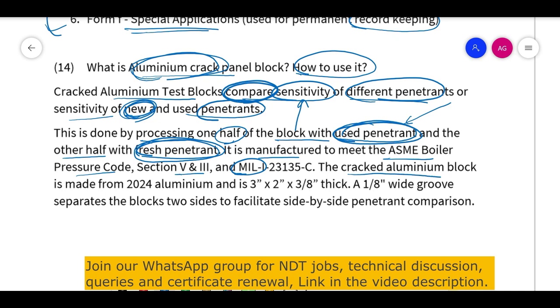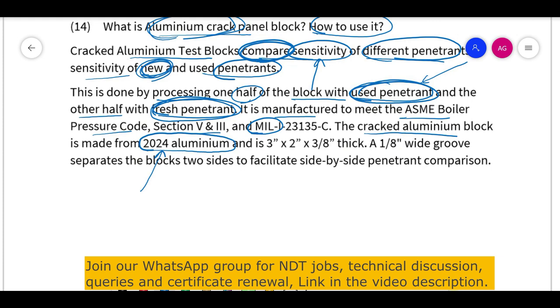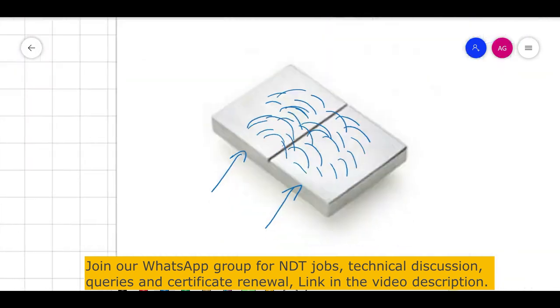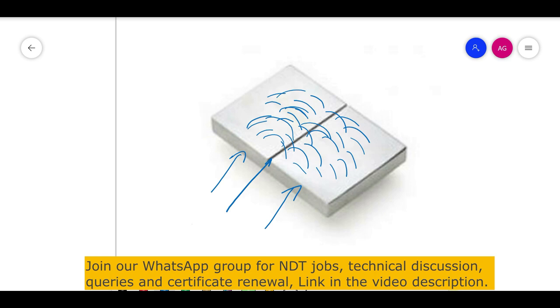Crack aluminum block is made from 2024 aluminum. So the aluminum material used is 2024 aluminum. And its dimension is 3 by 2 inch and thickness is 3/8 inch. 1/8 inch wide grooves separate the blocks from side to side to facilitate side-by-side penetrant comparison. So the groove made in the middle is a 1/8 inch groove and the block is compared side by side. So this groove here in the middle is a 1/8 inch groove.